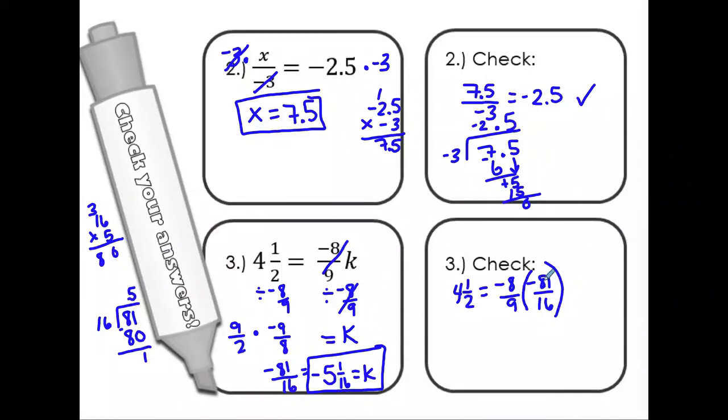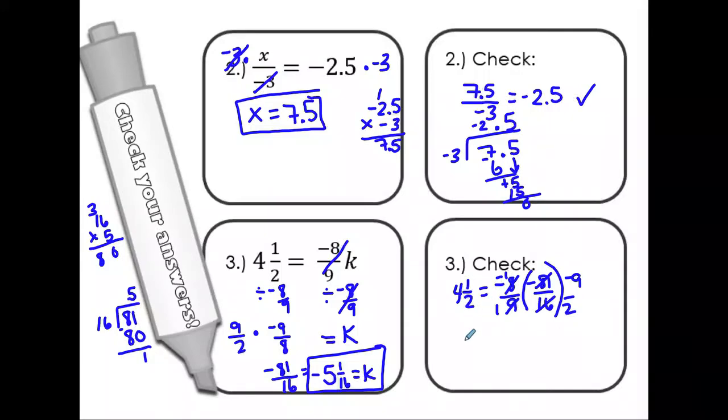Okay, I've got some really big numbers here, so I am going to cross cancel. 81 divided by 9, they're both divisible by 9. 81 divided by 9 is 9. This was negative, so it's going to be a negative 9. 9 divided by 9 is 1. 8 and 16 are both divisible by 8. 16 divided by 8 is 2. And negative 8 divided by 8 is negative 1.